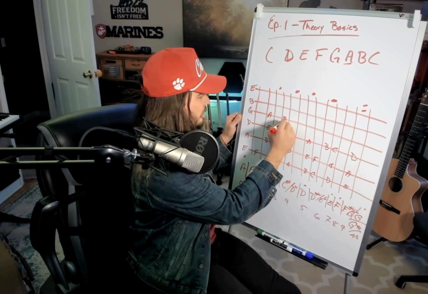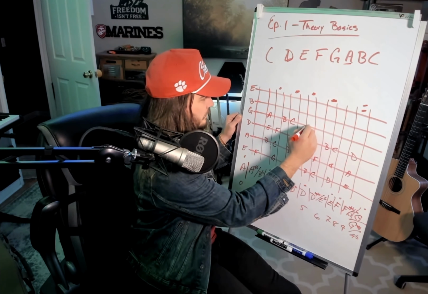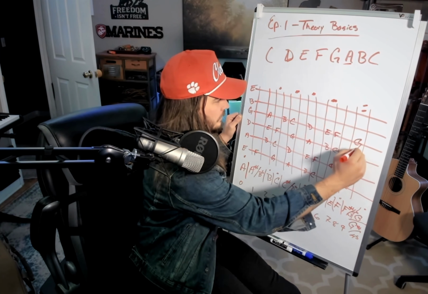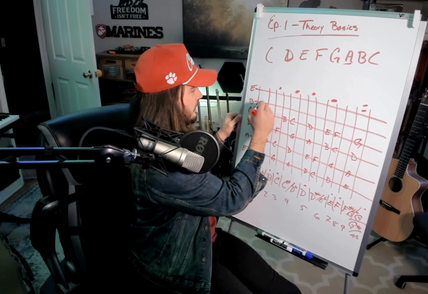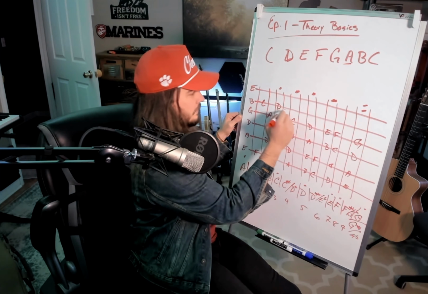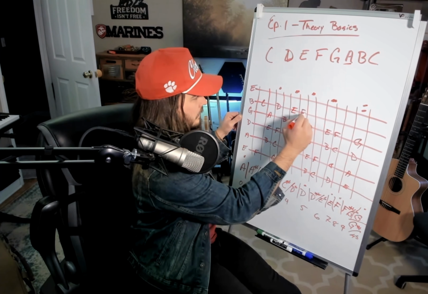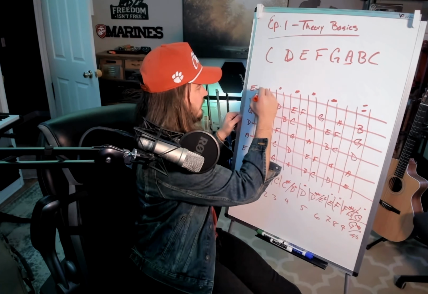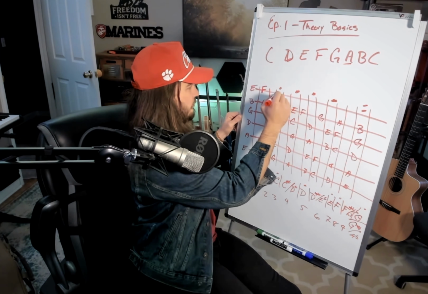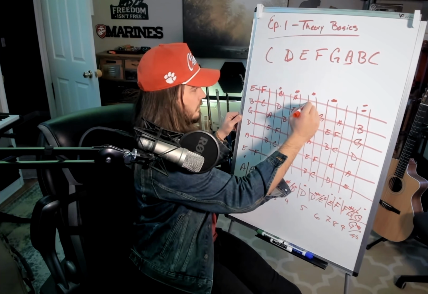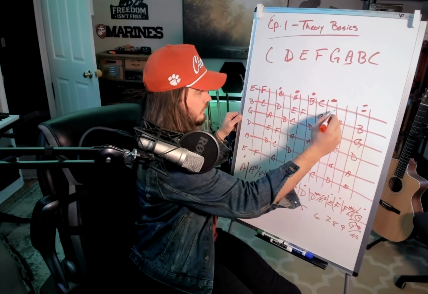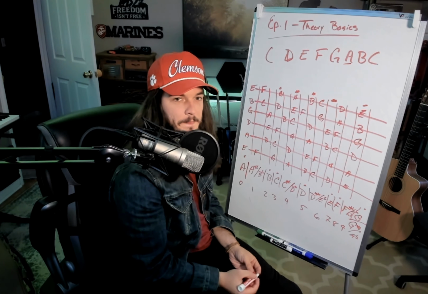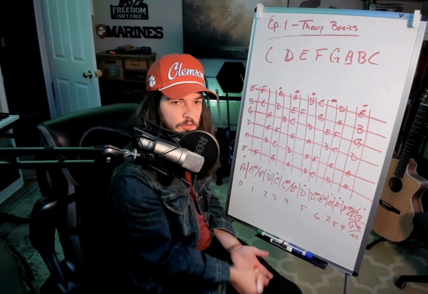A is at the 2nd, B is at the 4th, C is at the 5th, D, E at the 9th, F, G. Going on to the B string, we have C at the 1st, D at the 3rd, E, F, G, A, B. And then remember, these 2 strings are the same. F, G, A, B, C, D, and E. And that's it. Those are all the notes that you really need to know on guitar.